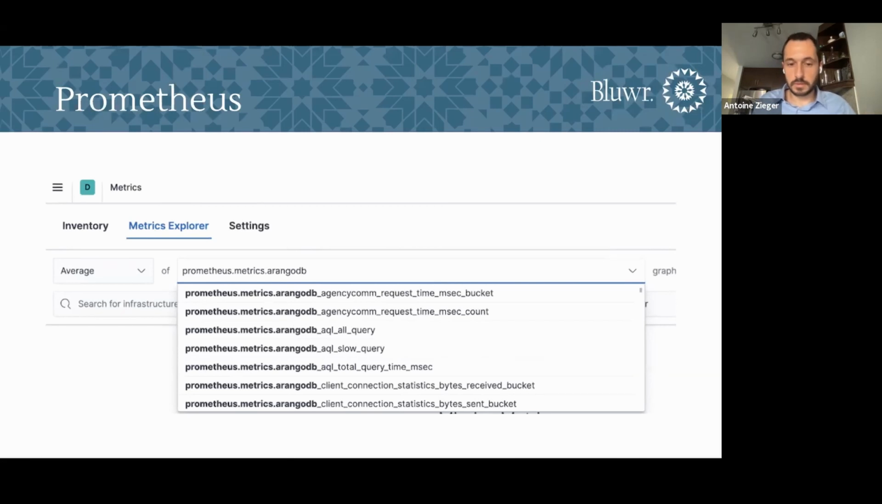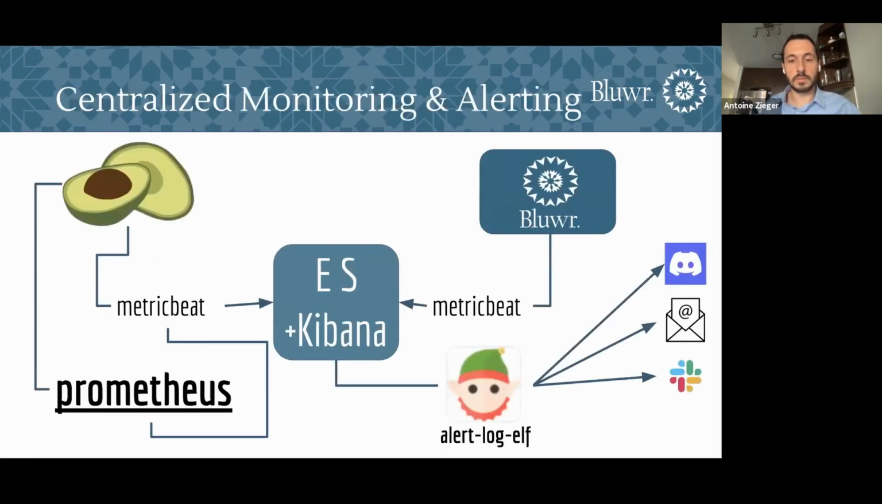Now, all that is really nice, but as you also most probably understand, my job is not really to stare at dashboards all day. So these metrics, what we want to do with them is build an alerting system that tells us when anything goes wrong, and this dashboard will then help figure out where it went wrong.